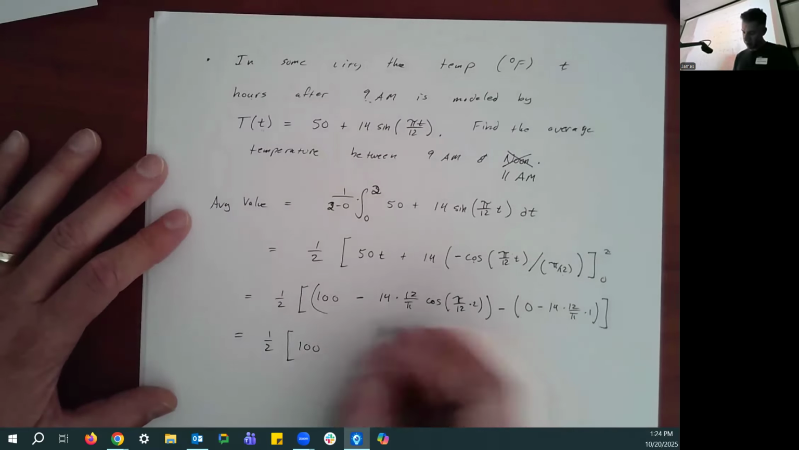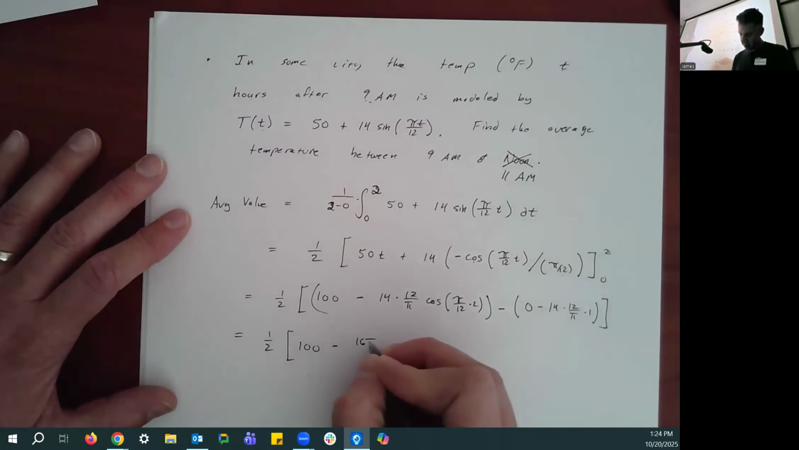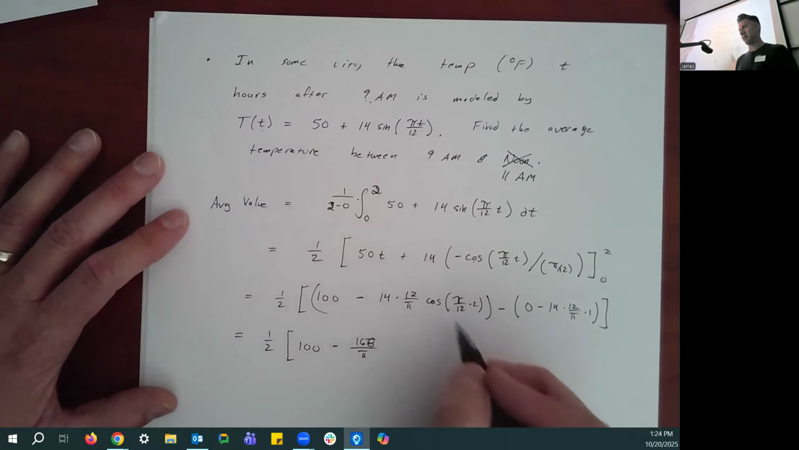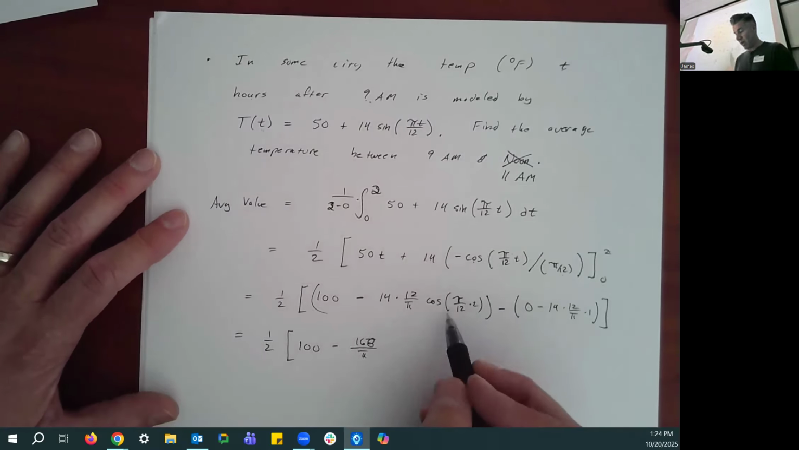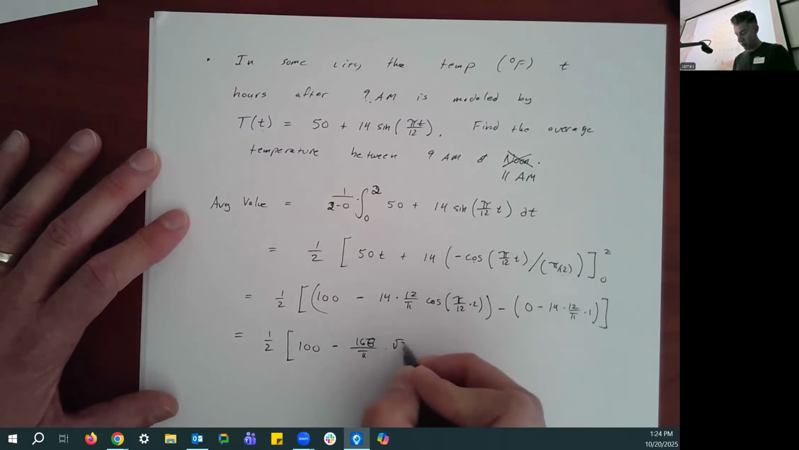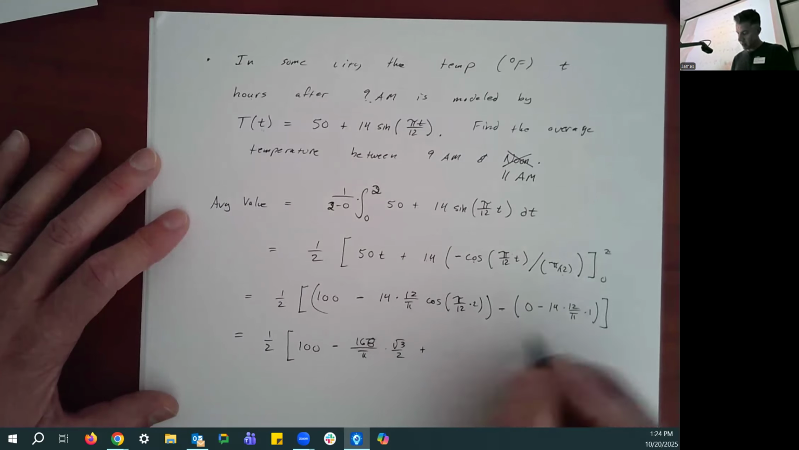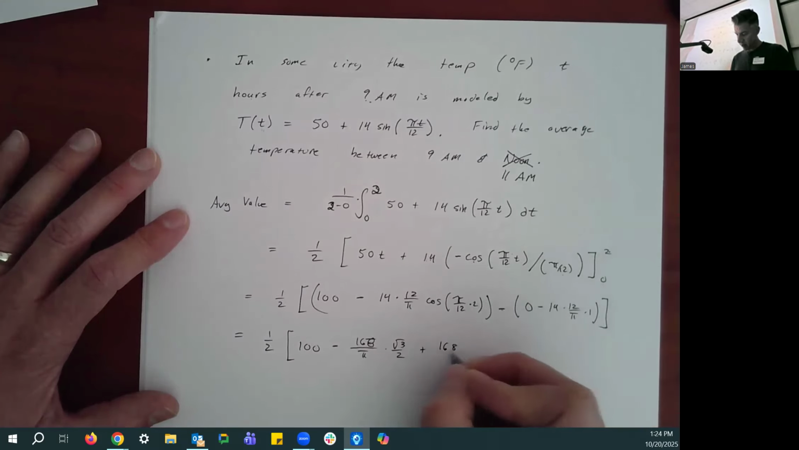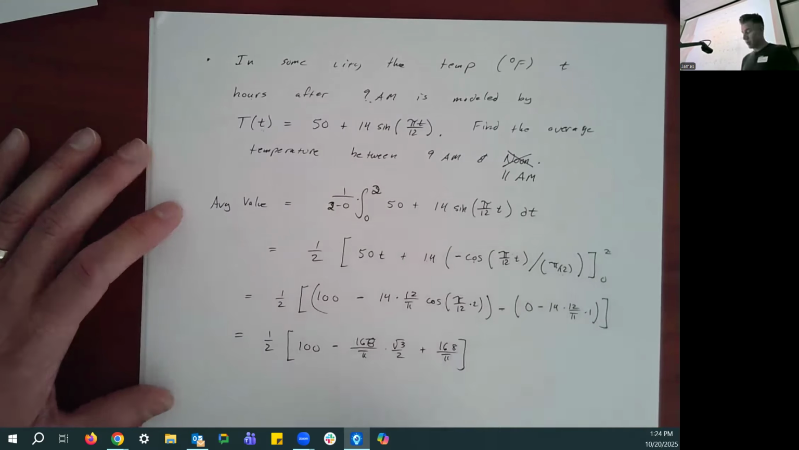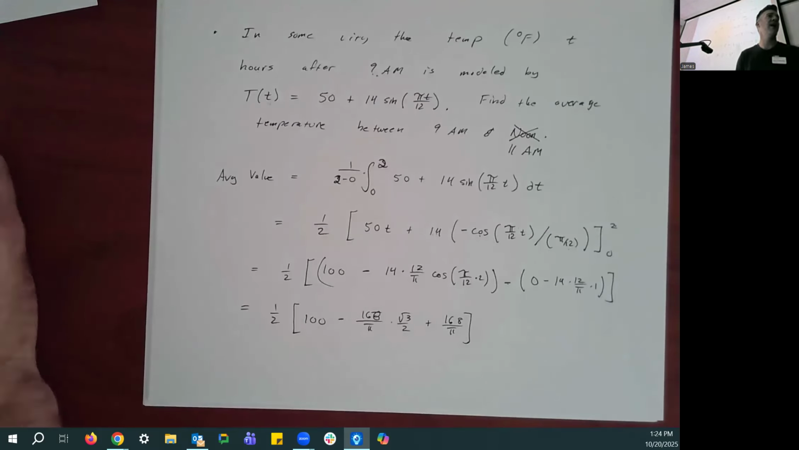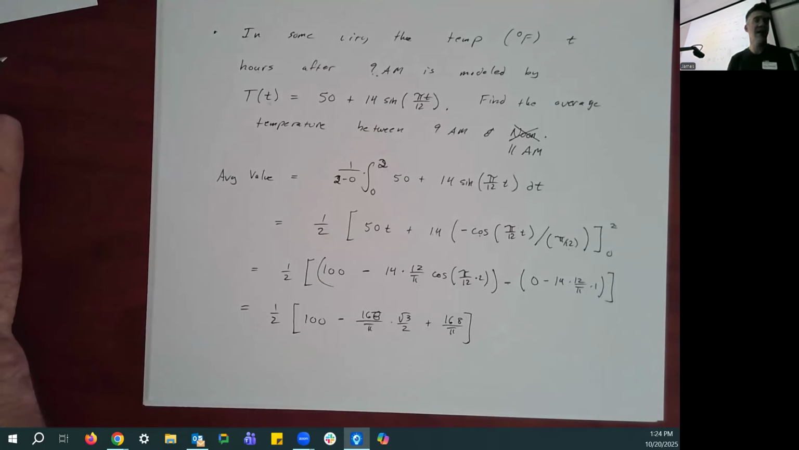So let's see, 14 times 12 is 168 over pi. And then cosine of pi over 6, I was trying to make this number come out nicely. I blew it. Cosine of pi over 6 is the square root of 3 over 2. And then we have minus a minus, so plus also 168 over pi. And I would definitely stop there. That seems awful enough. There's your average value, whatever it happens to be. I don't know what that is.